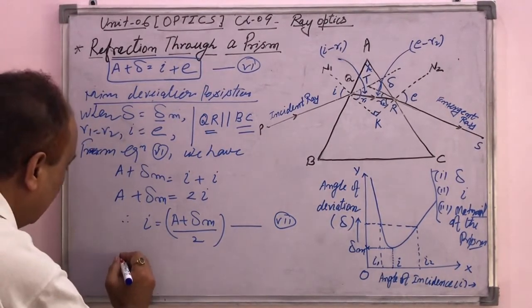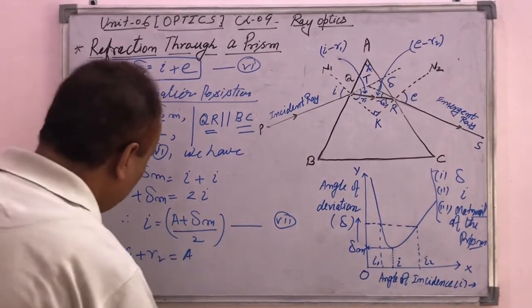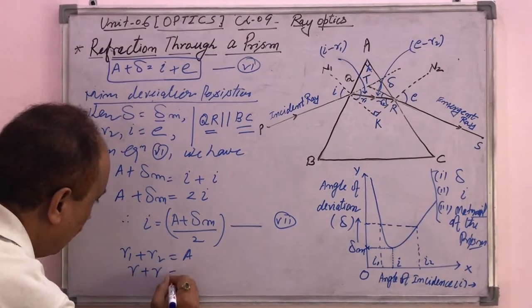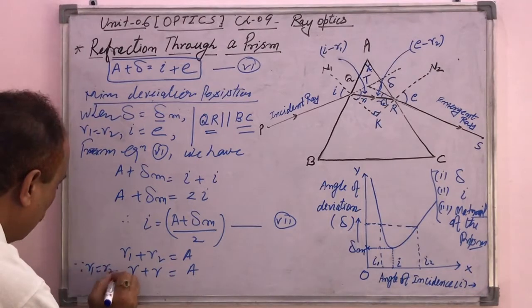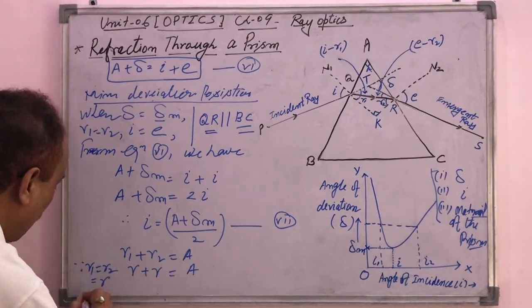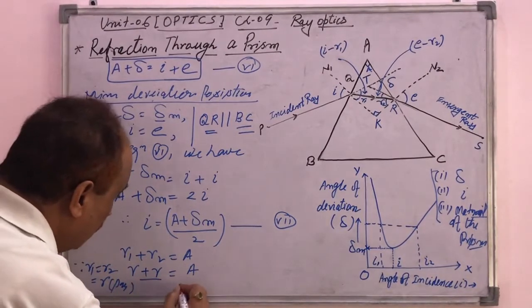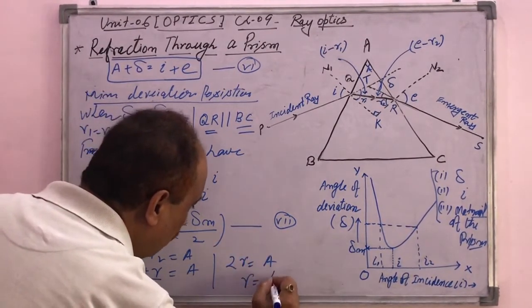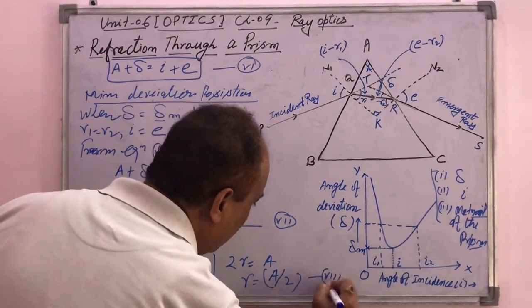So we know that R1 plus R2 equals A. So when R1 equals R2, since R1 equals R2, let it be equal to R, so R plus R equals A, so it is equal to 2R. So 2R will be equal to A. Therefore R equals A by 2. So next, this is equation number 8.